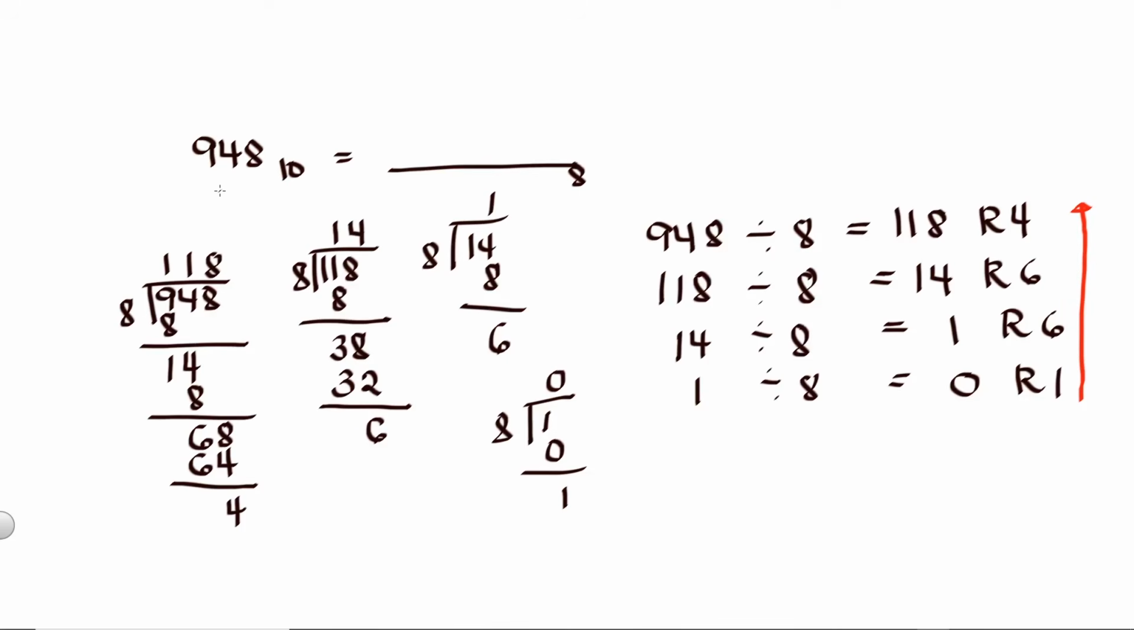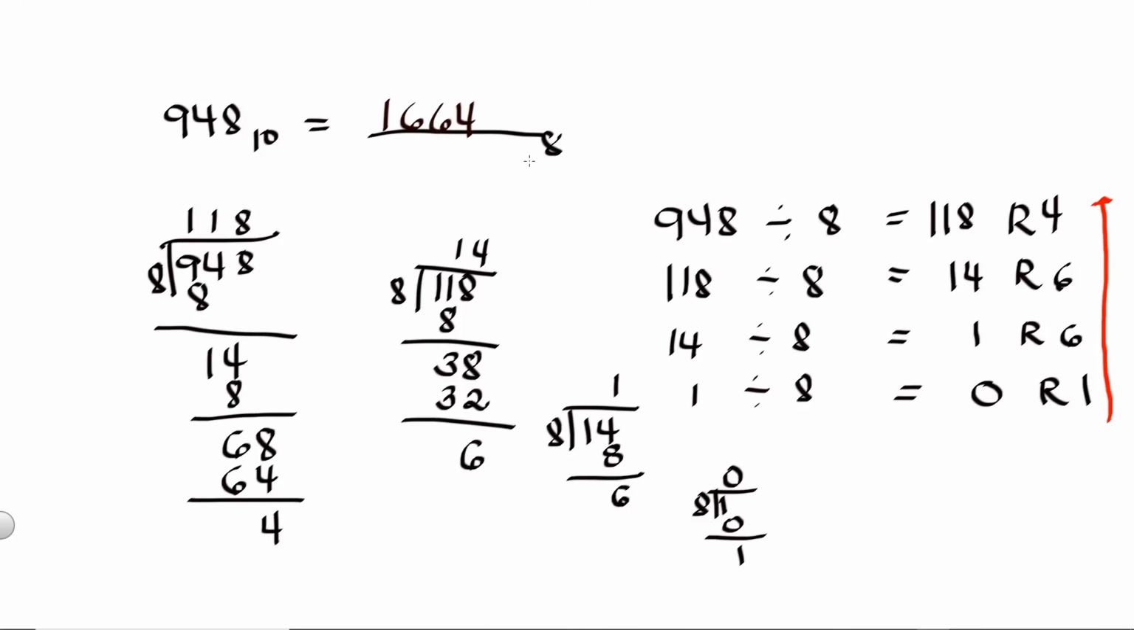So 948 base 10 is equivalent to 1664 octal. So that's how you convert decimal numbers into octal numbers. You simply need to divide the decimal numbers by 8 and gather all the remainders.